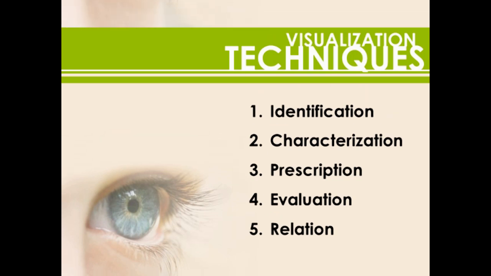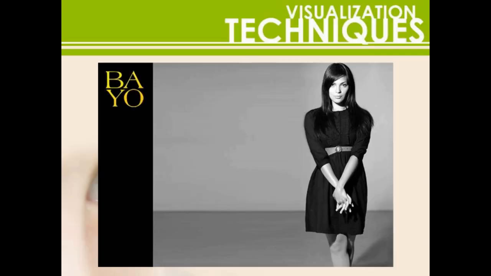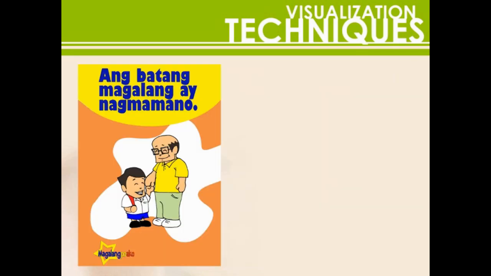The first visualization technique is called identification. In this technique, we just show the actual product, service, or idea. Let's have this print ad as an example. What is this about? How do the texts and graphics deliver the message? As we can see, this print ad just shows the name of the product and the actual product itself, nothing else. This is how identification works. Here's another example.